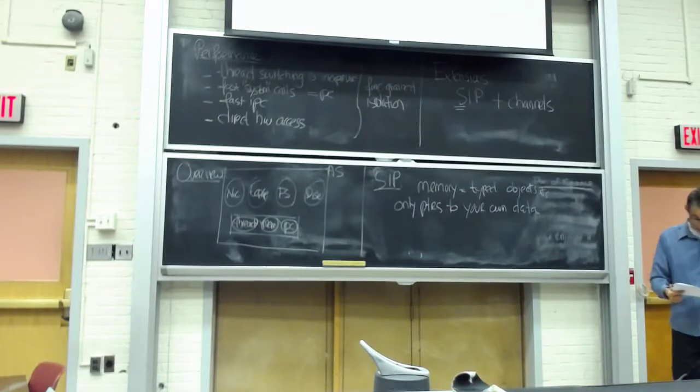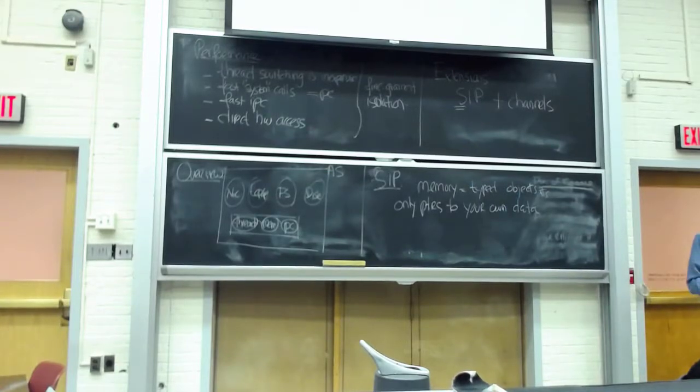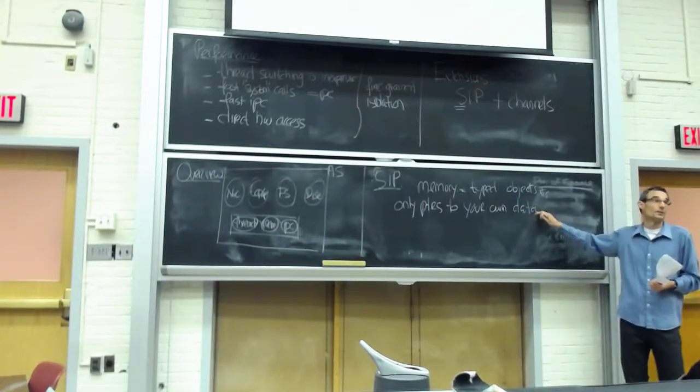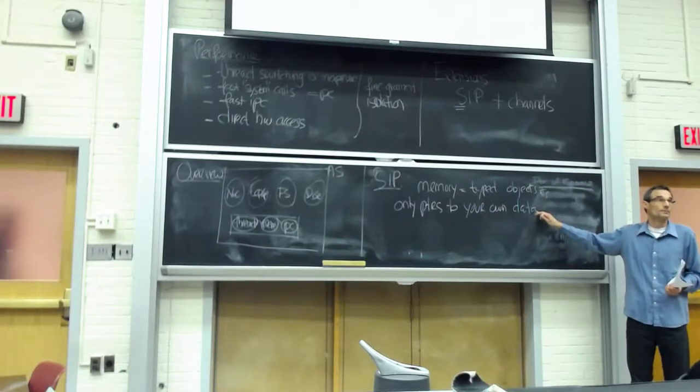So you cannot have pointers to objects that are actually owned by other SIPs or owned by the kernel. And so this is the sort of stepping stone to ensure that the SIP can't read and write arbitrary memory, because the only objects that it can actually write are the ones that are owned by itself, and no other ones.